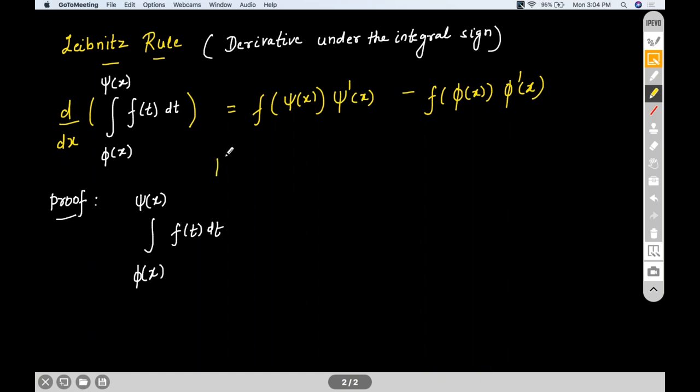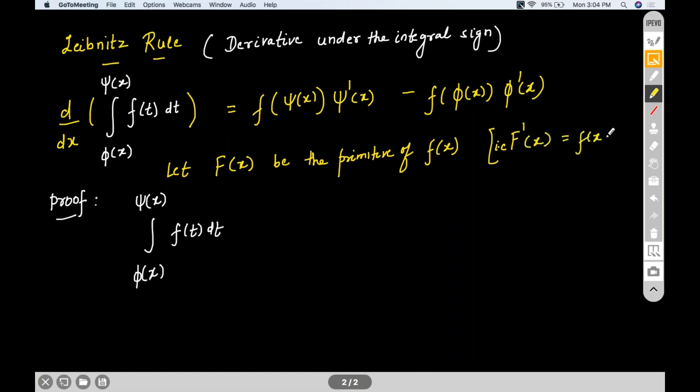Now assuming that your capital F of x is the primitive of small f of x. What is the meaning of primitive? It means if you differentiate your capital F of x, you're going to get your small f of x. So small f of x is called the derivative, capital F of x is called the primitive. So this result would have been capital F of psi x minus capital F of phi x. No doubt about that.